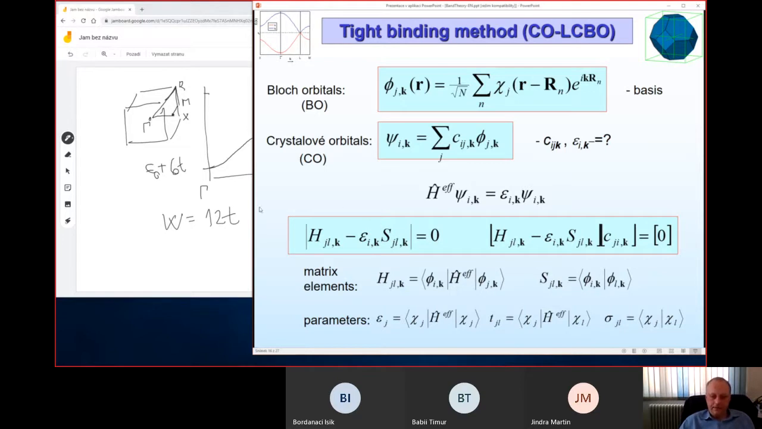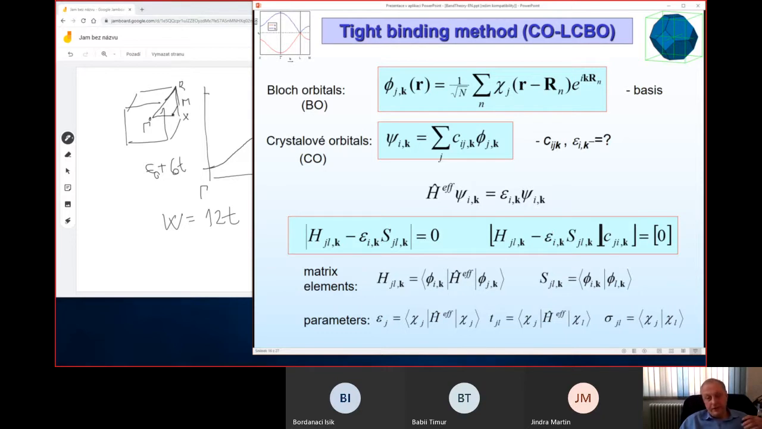This is in brief shown here. We have to solve a set of homogeneous linear equations for these coefficients. But in addition, we don't know these eigenvalues, which are here as parameters for the unknown coefficients. But because we are dealing with a homogeneous set of equations, in order for the solution to be non-zero, the determinant of this matrix must be equal to 0.